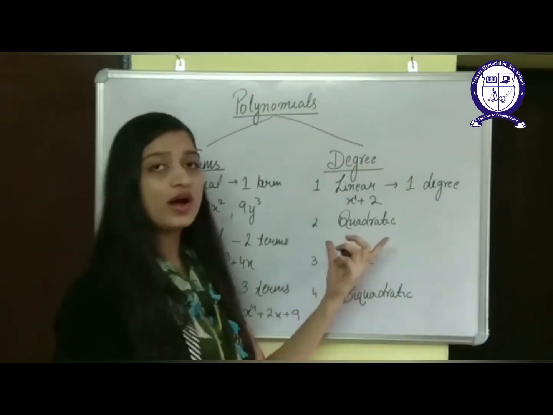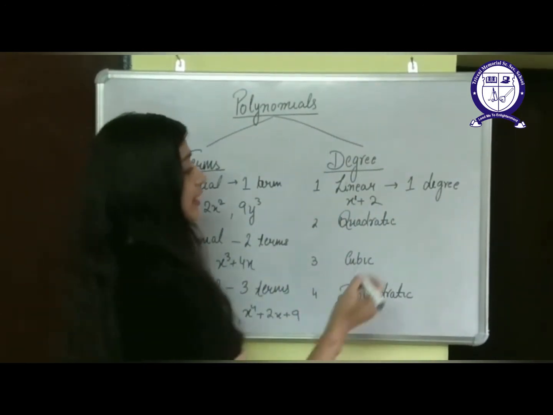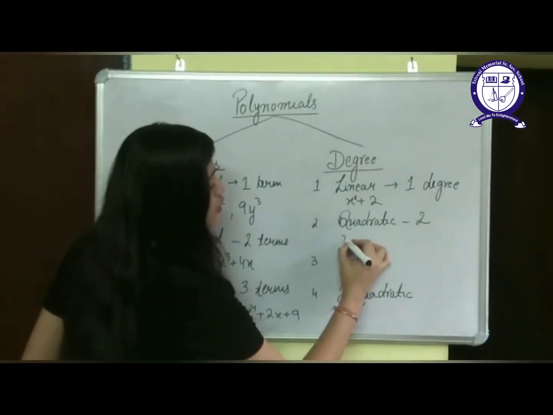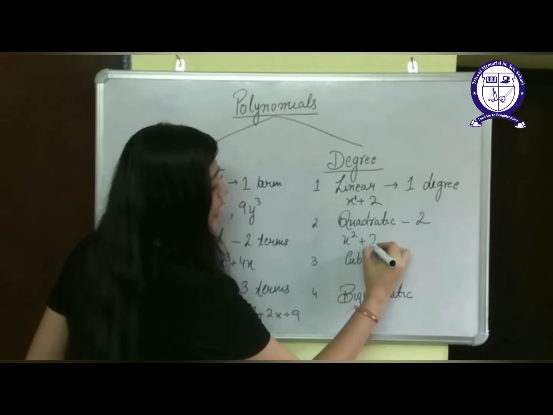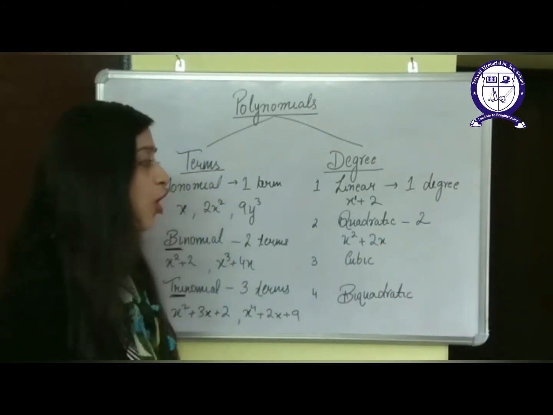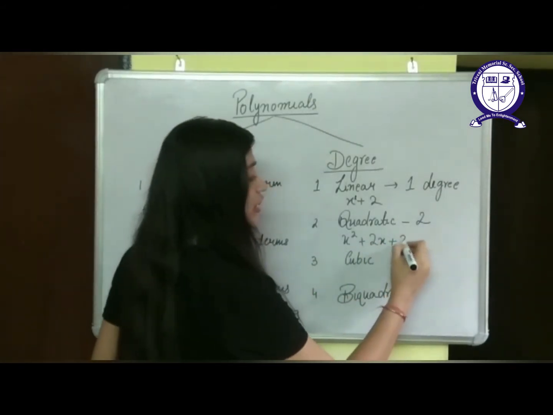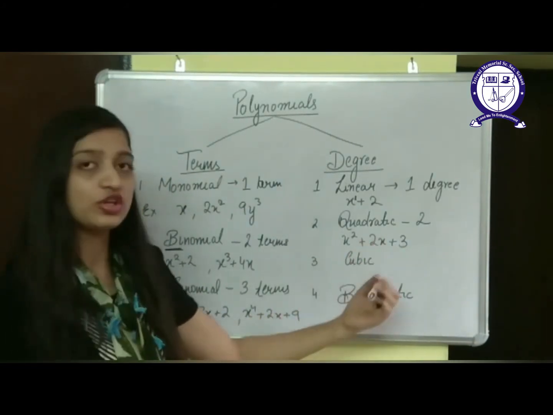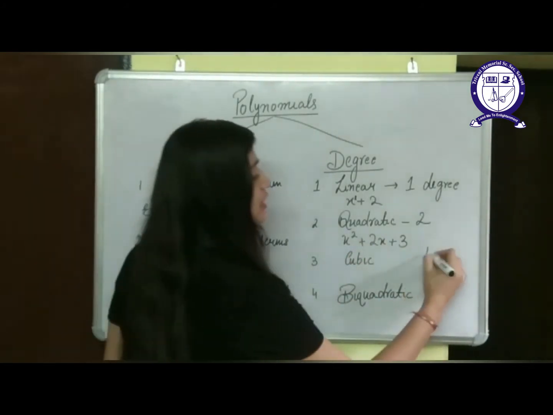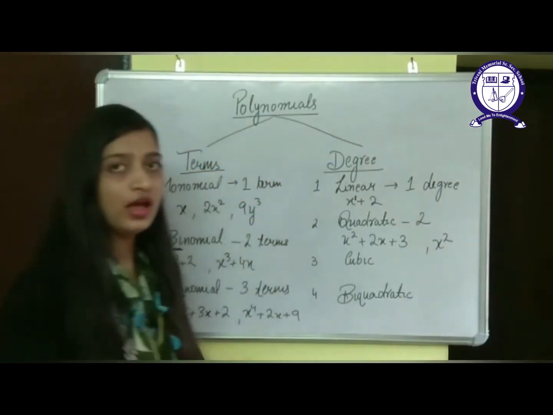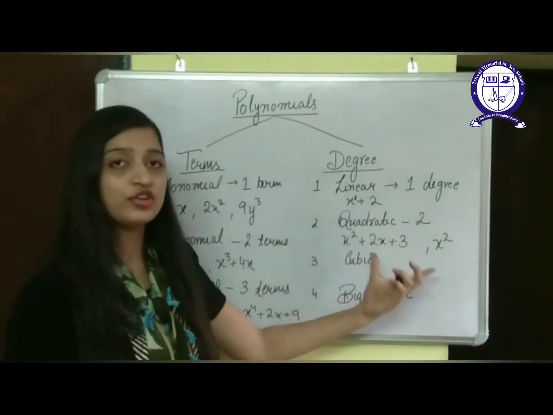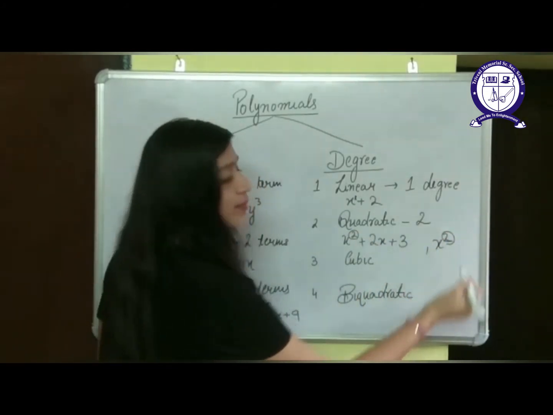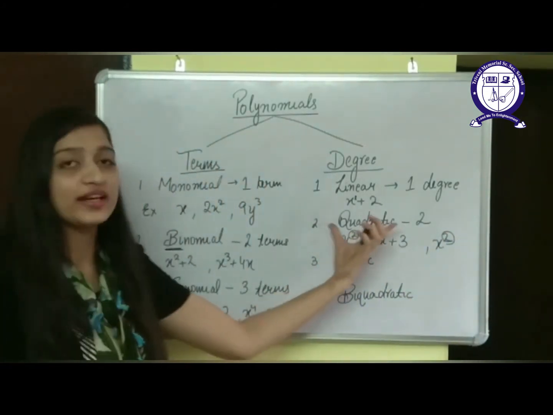Now second is quadratic. Quadratic means degree 2. So it will be like x square plus 2x and that's it. Or I can also add 3 over here. I am not focusing on how many terms it has. It can have 2 terms or it can have 3 terms or it can be simply x square. I am only focusing on the power of x. The x power is 2 for quadratic.